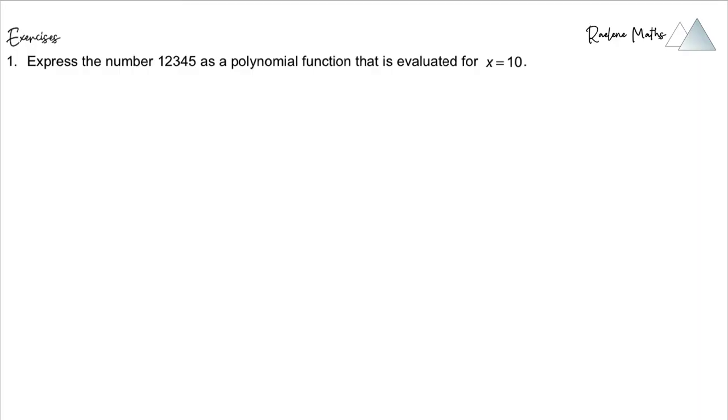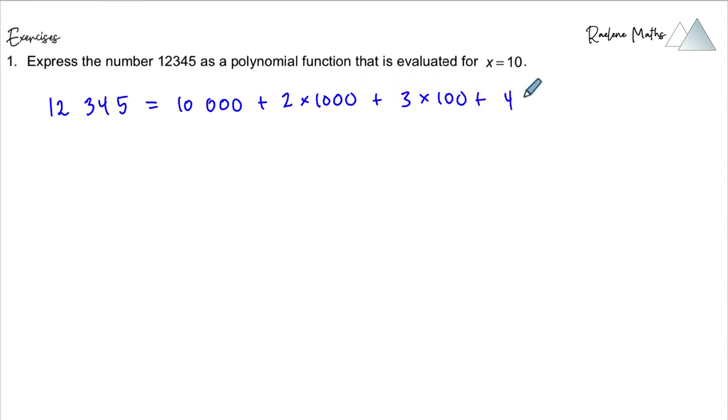In this exercise, we are asked to express the number 12,345 as a polynomial function that is evaluated for x equal to 10. So we can break apart the number 12,345 as 10,000 plus 2 times 1,000 plus 3 times 100 plus 4 times 10 and then plus 5 times 1. And we can see these as powers of 10 that we saw earlier.